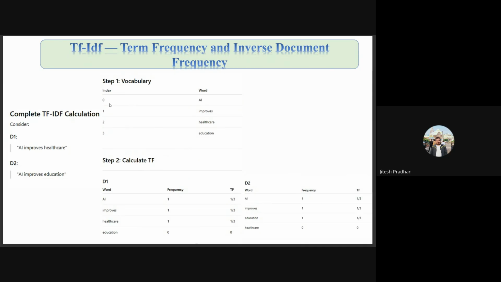Now we have to calculate the TF-IDF. We have calculated TF, then IDF. Now let's take 2 examples. D1: AI improves healthcare, D2: AI improves education. Step 1, we create the vocabulary: AI, improves, healthcare, education. Now calculate the term frequency. In the first document it is 1, 1, 1, 0, so the term frequency is 1 by 3, 1 by 3, 1 by 3, 0. In the second document, AI appears 1, improves appears 1, education appears 1, healthcare appears 0, so it will be 1 by 3, 1 by 3, 0, 1 by 3.